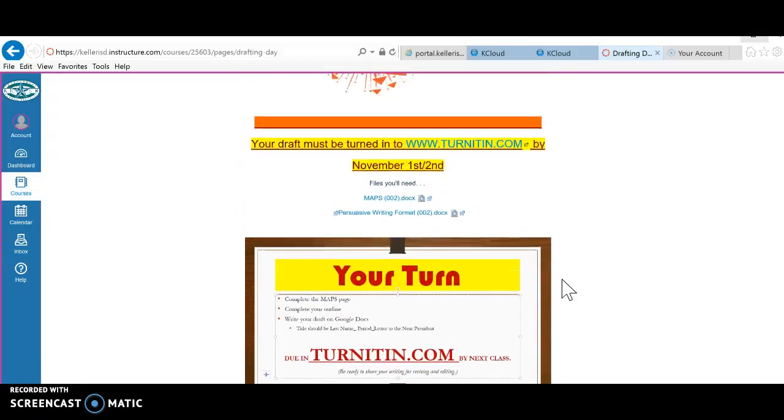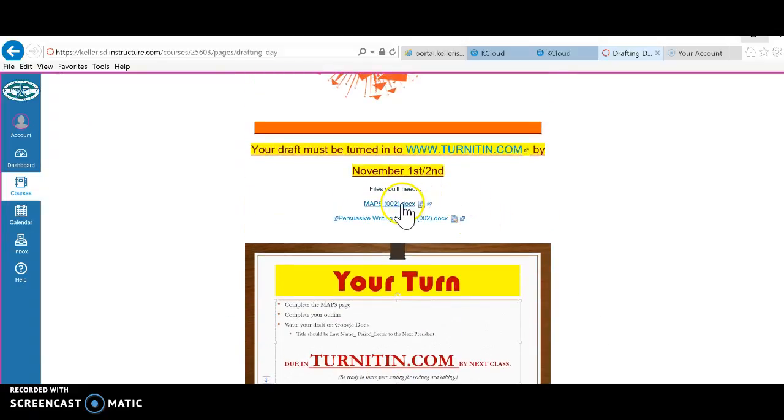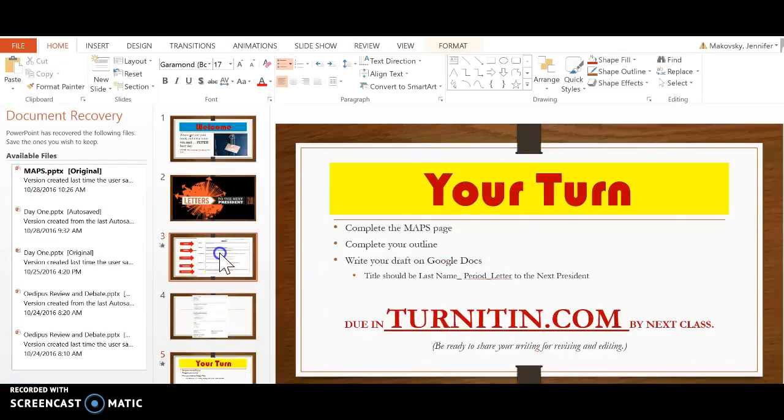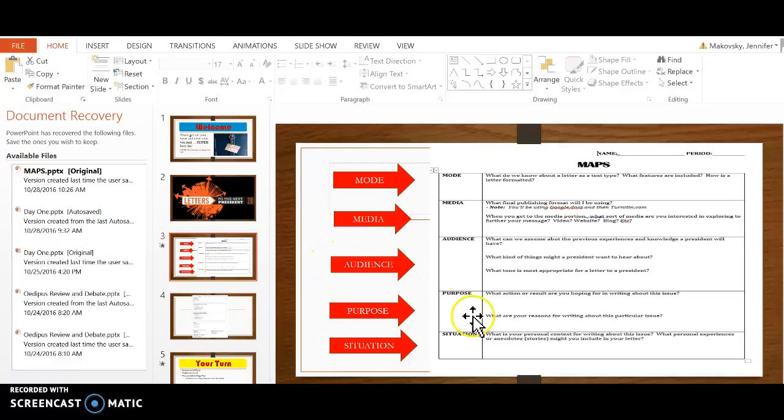A couple of things that you're going to need. You're going to need to have this MAPS document, and I'm going to show you on a PowerPoint just because it's a little bit easier, but it'll look like this. You'll get a piece of paper, and that link on my Canvas site will have it for you. But I do need you to fill this out, and this is pretty simple.